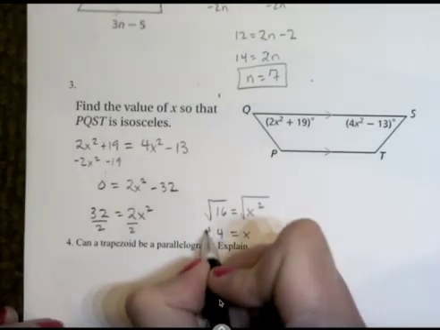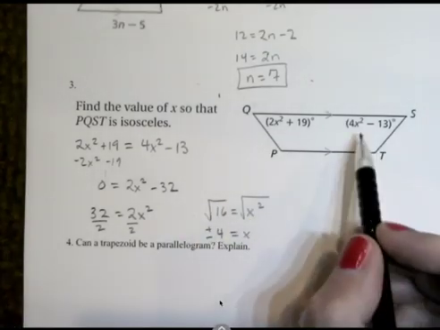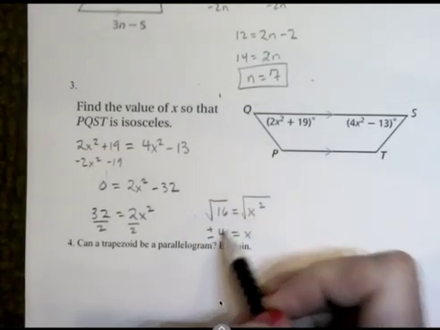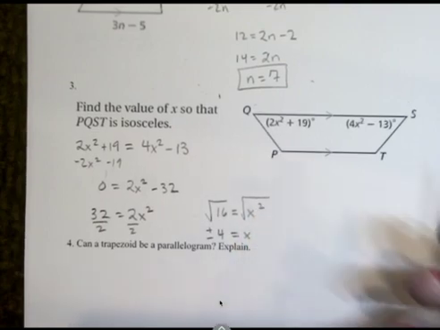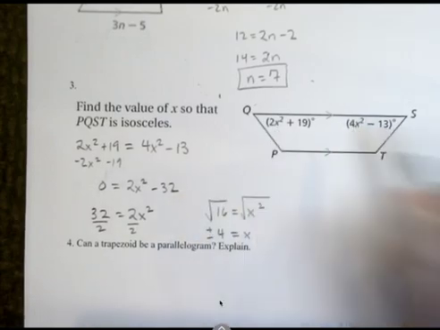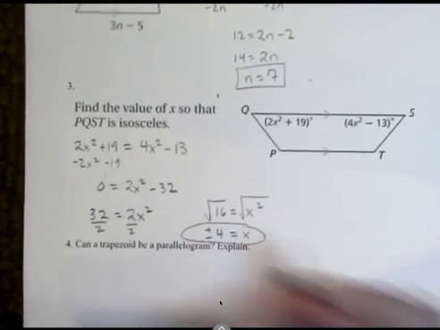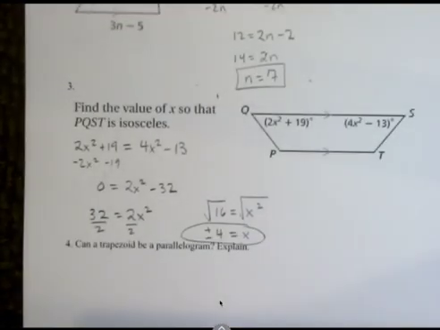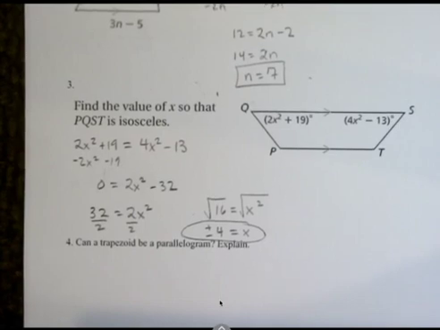Technically, it could be positive or negative 4, because if I plug in negative 4 for x squared, negative 4 squared is still 16. And if I were to plug in negative 4 here or here, it would be fine. So I'm going to list both of those as my solutions, that x could be positive or negative 4.